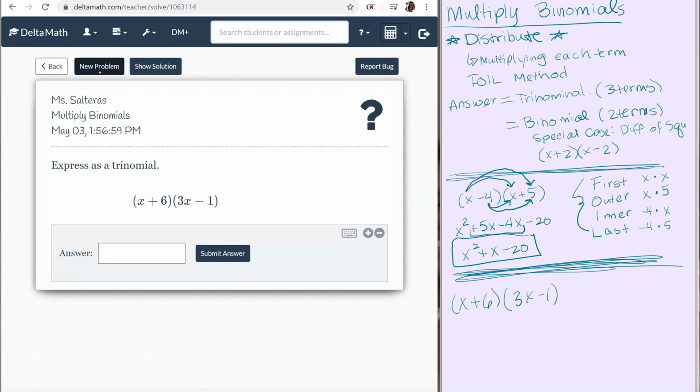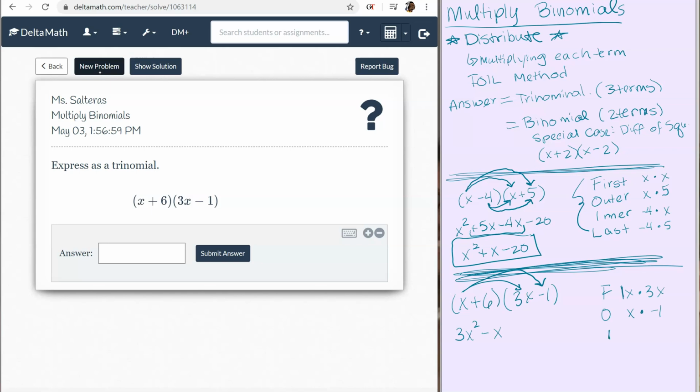So the first two terms, we have x times 3x. Well, this is really 1x times 3x. So multiply the numbers, that's going to give you 3, and then add the exponents, so it's going to be x squared. Outer, so the first term times the second term of the second binomial. So we have x times negative 1. We have negative x. You can write the 1 if you would like.